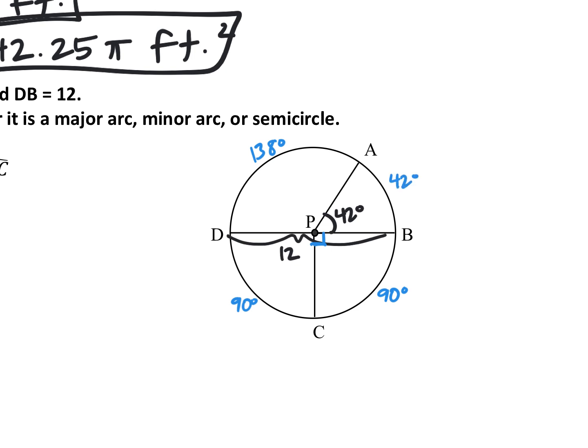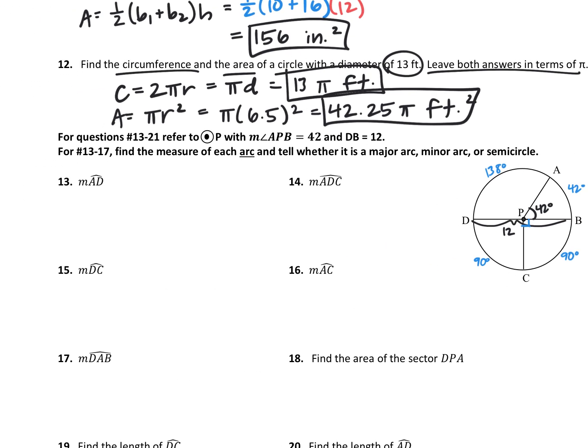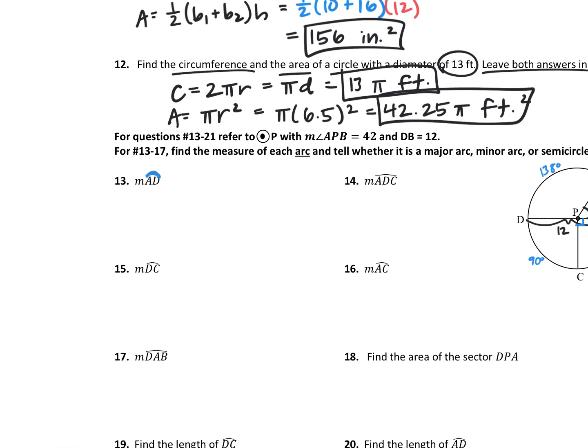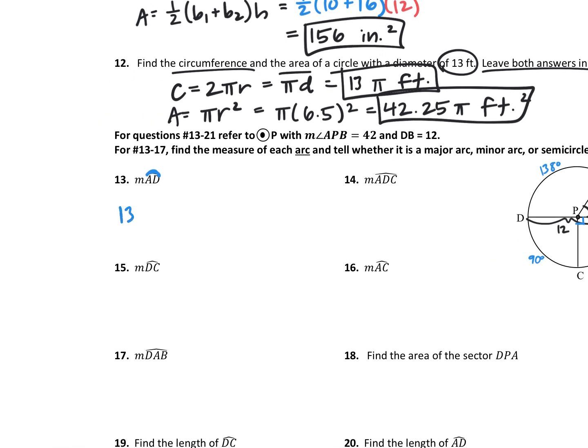So let's look at what we are being asked to find. So the measurement of arc AD, that's what that symbol means above there. So arc AD would be this piece right here. So that would be 138 degrees. And that is a minor arc because it is less than 180 degrees.